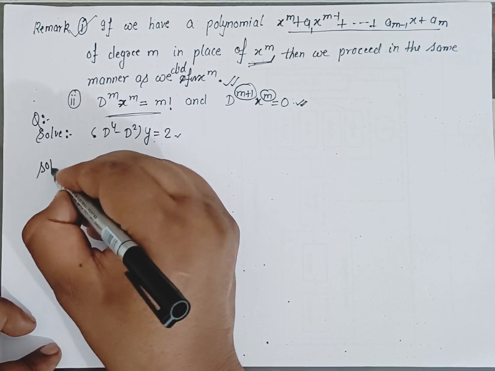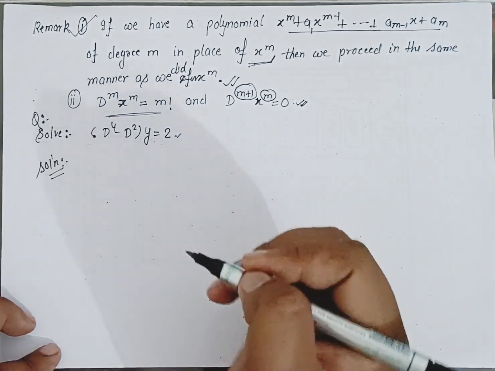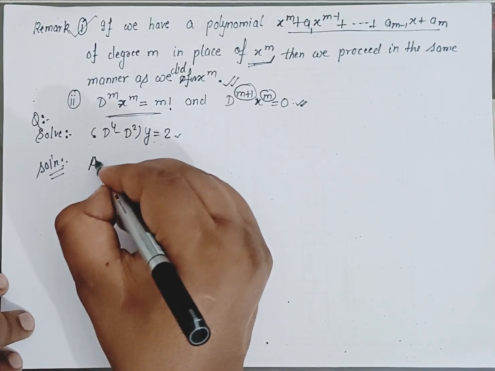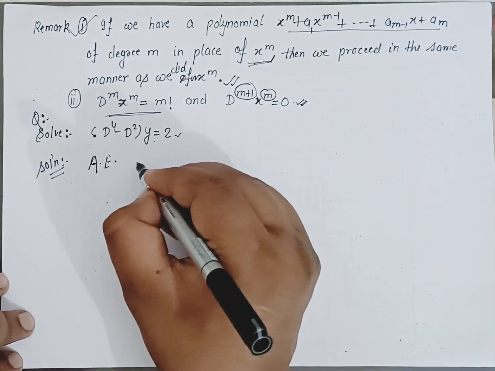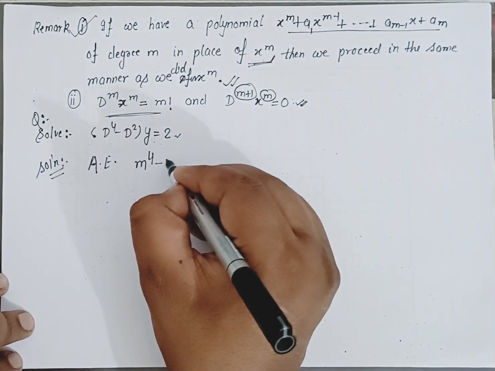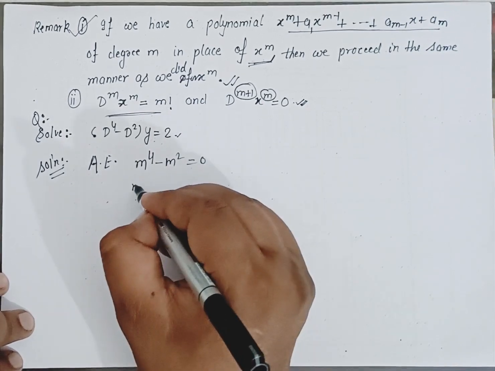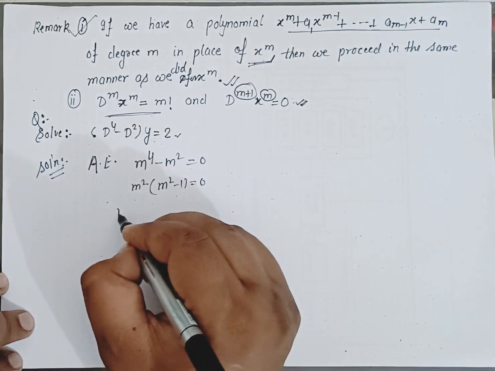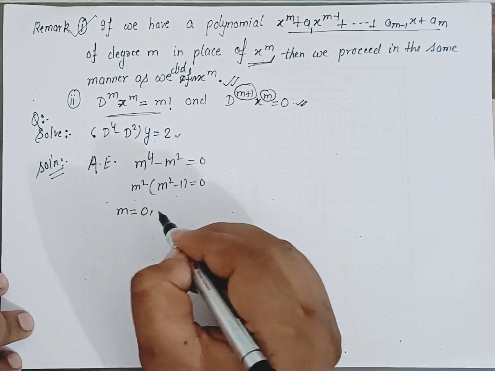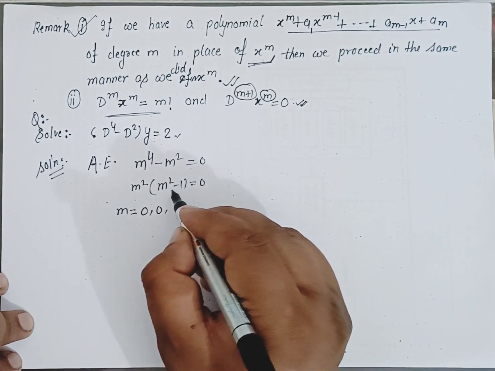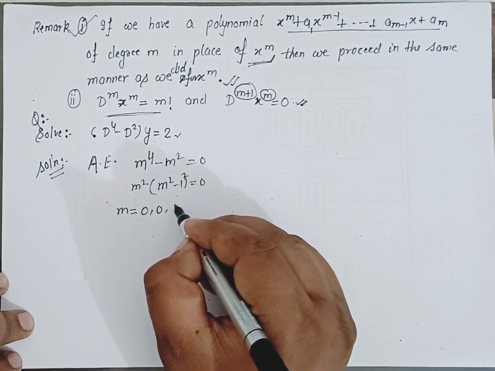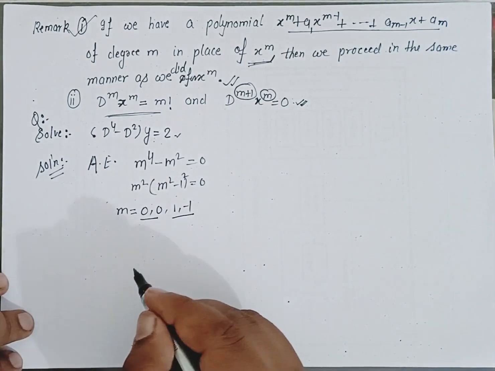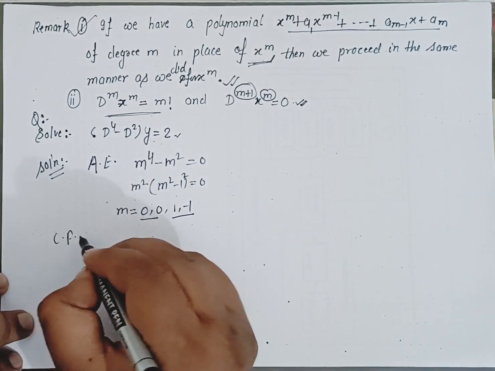Now to find the solution, we need to find the complementary function and the particular integral. To find the complementary function, we need the auxiliary equation, which will be m to the power 4 minus m square equals 0. Take m square common to find the factors: m square times (m square minus 1) equals 0. Here we have the values of m: 0, 0, and from m square minus 1 equals 0, that is 1 and minus 1. So we have two repeated roots and two distinct roots. So what about the complementary function in this case?